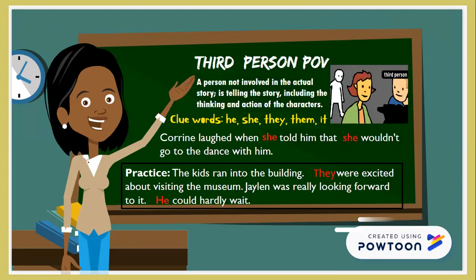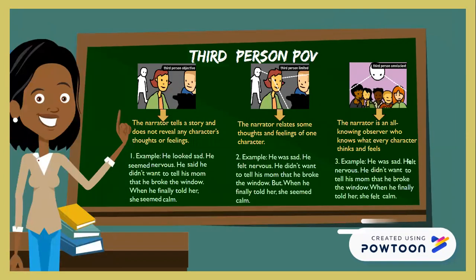Third person point of view comes in different types, different levels of point of view. The first is third person objective. And that means that the narrator doesn't know any of the character's feelings or thoughts. Let's read the example. He looked sad. He seemed nervous. He said he didn't want to tell his mom that he broke the window. When he finally told her, she seemed calm.